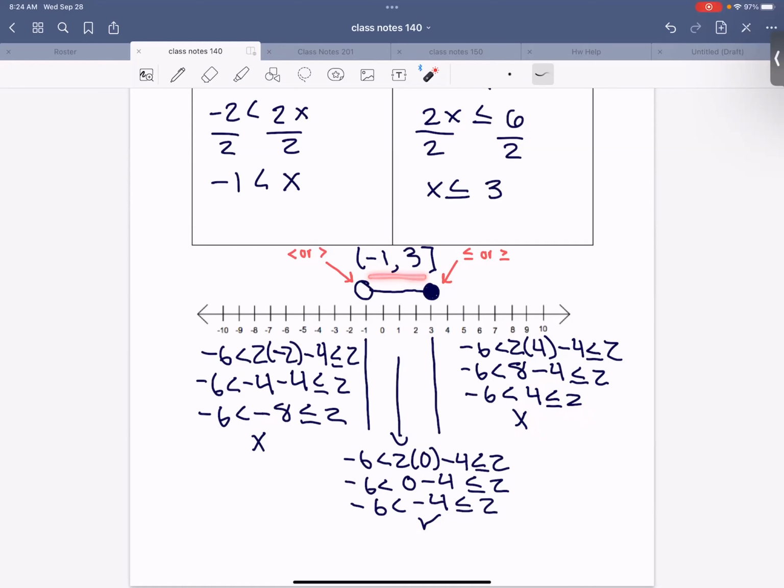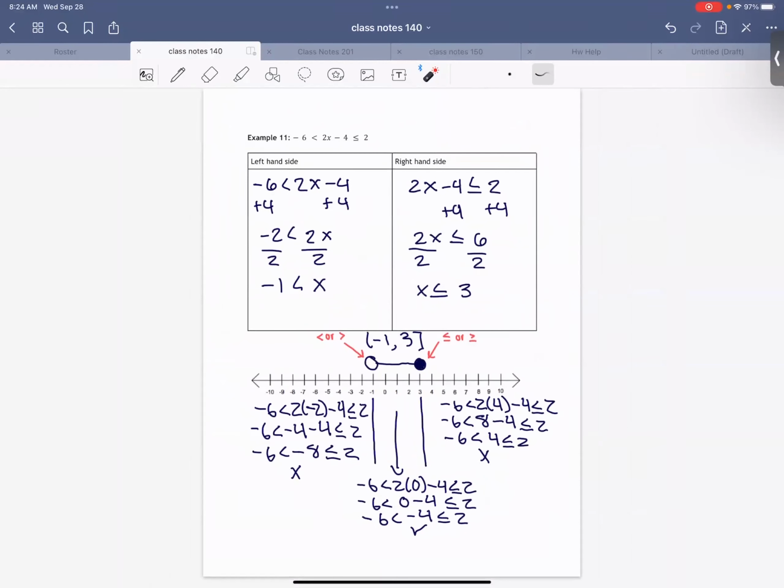Then with our set builder notation, we have the two numbers. Riley made this one a parentheses because we have an open circle. 3 has a bracket because we have a closed circle. Any questions on this example here? All right. Let's do another one.